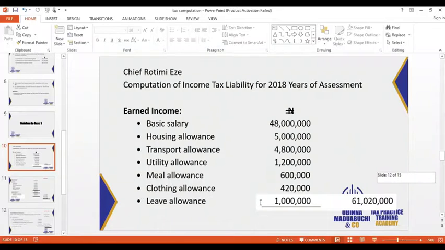Clothing allowance 420,000, and leave allowance 1 million.